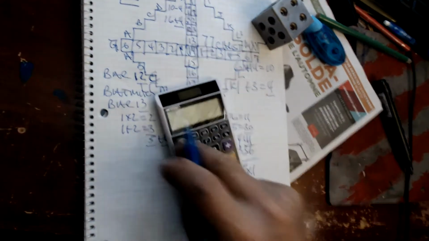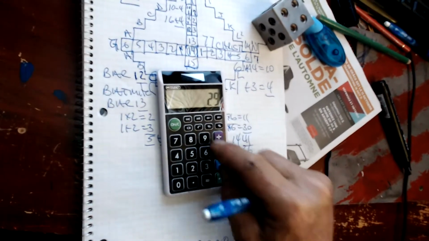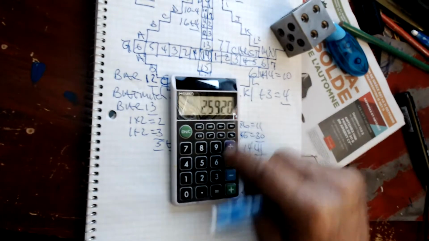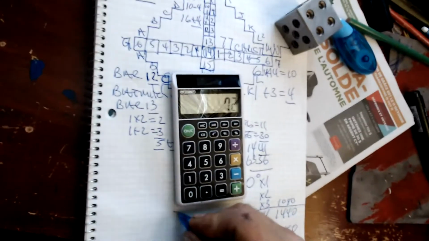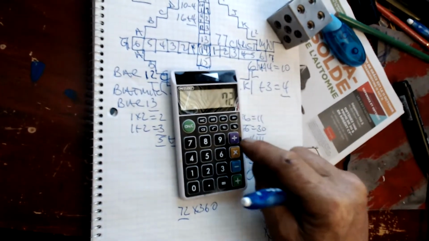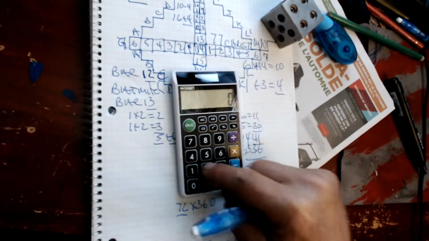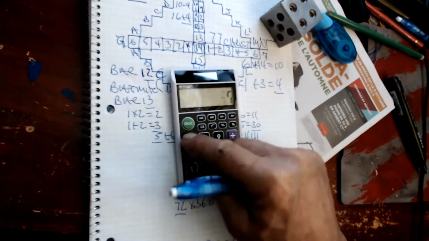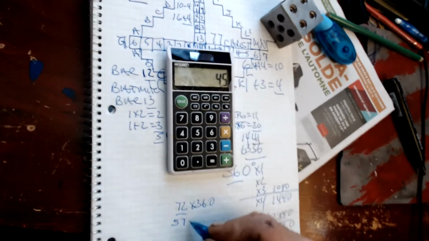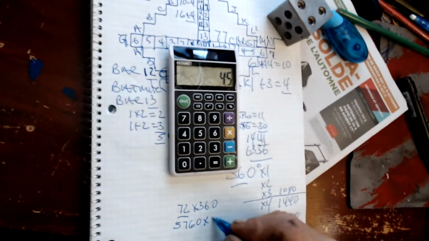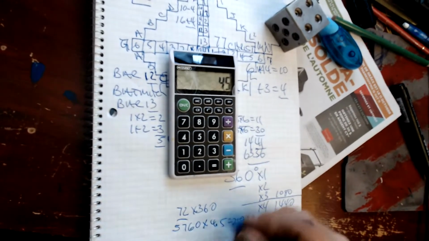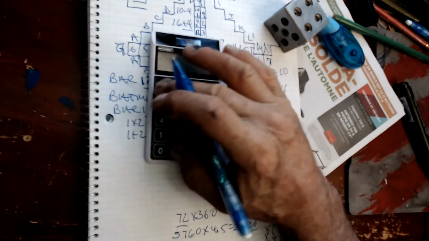So how many more of these, right? 25,920 divided by 360 equals 72 times 360 equals the Mayan calendar. So 25,920 divided by, does it work, 5760 or no? Equals 4.5. 5760 times 4.5 equals 25,920 of the Mayan calendar. 4.5.